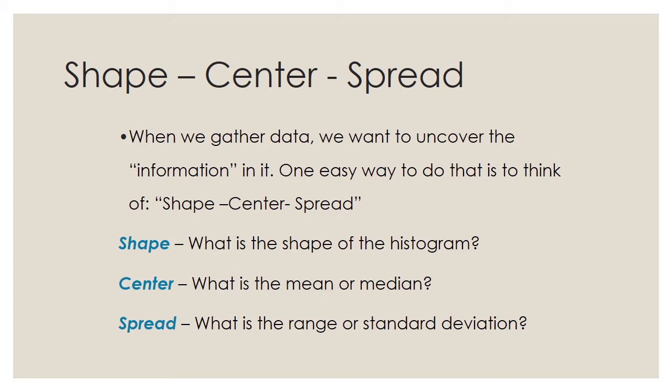When we gather data, we want to uncover the information in it. One easy way to do that is to think of shape, center and spread. What is the shape of a histogram? According to that, we can say whether there is any bias. That means we can use the skewness concept there. What are the kurtoses in that curve? Likewise, we can explain. Then under the center, what is the mean or median? Likewise, some summary statistics we can use. Spread: what is the range or standard deviation? By using these two components, we can say how the variable has varied, and what range it has varied over.